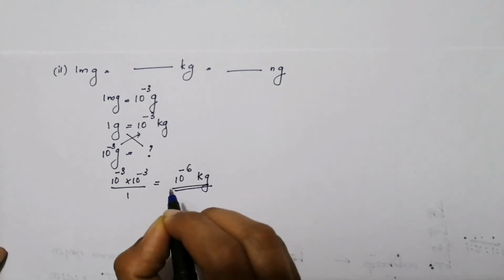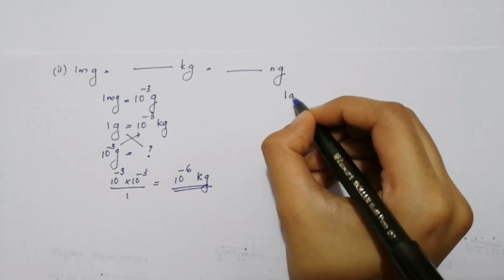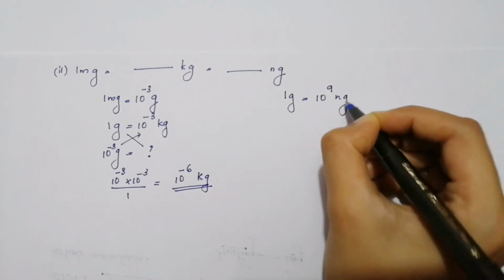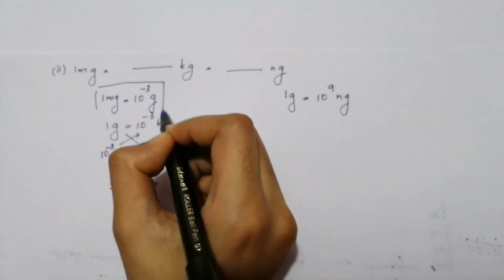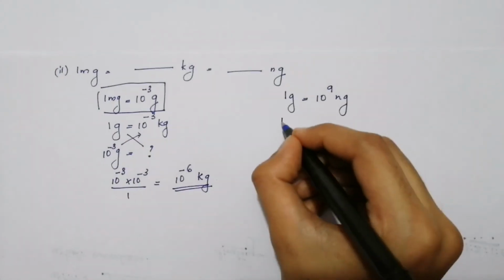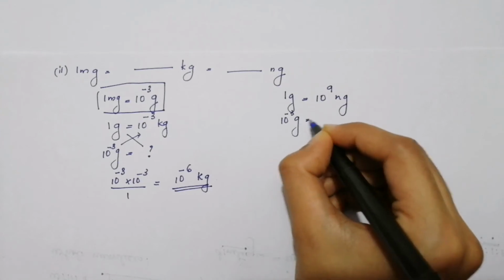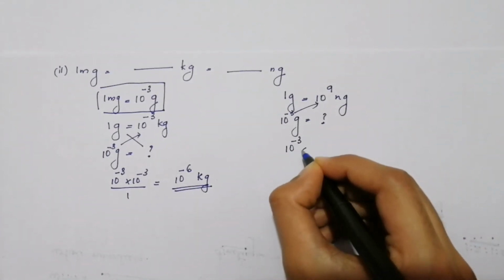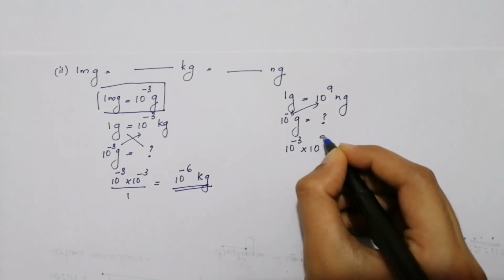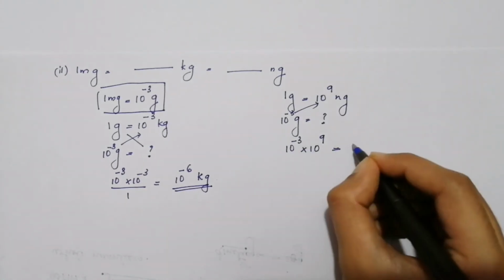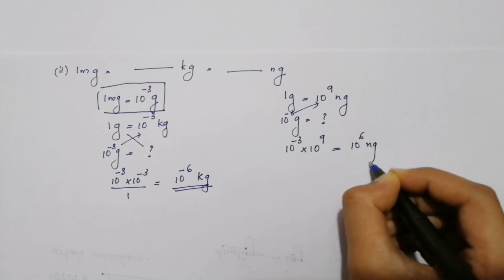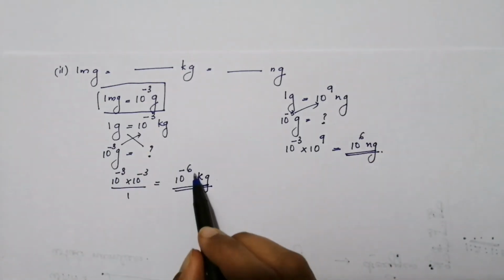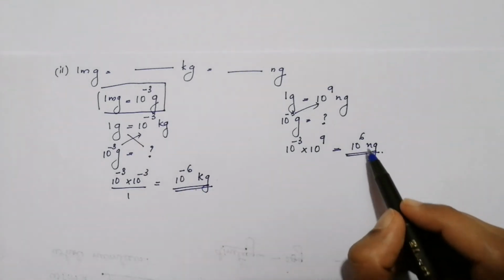So we have done it. So here we know 1 gram is equal to 10 raised to 9 nanogram. And we have to convert 10 raised to minus 3 gram. 10 raised to minus 3 gram is equal to how much nanogram? Again, let's do the cross multiplication. So we get 10 power minus 3 into 10 power 9, that is 10 power 6 nanogram. So we get 1 milligram is 10 power minus 6 kilogram and 10 power 6 nanogram.